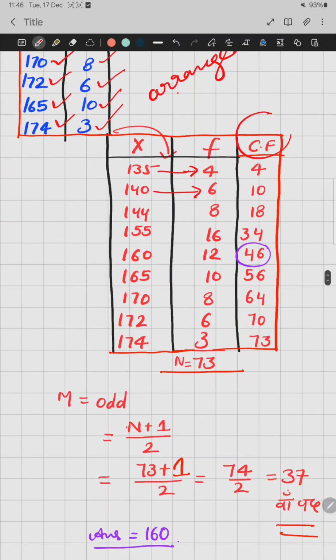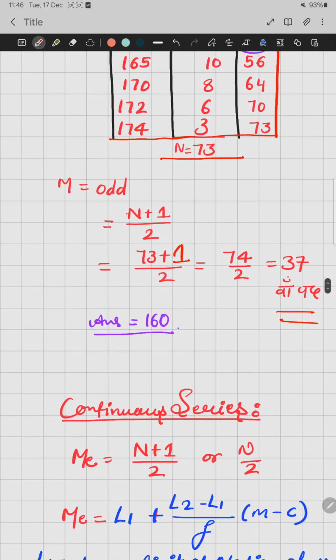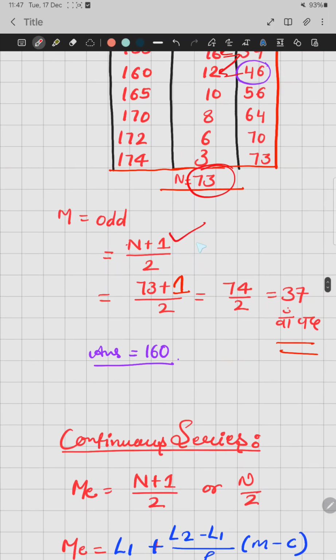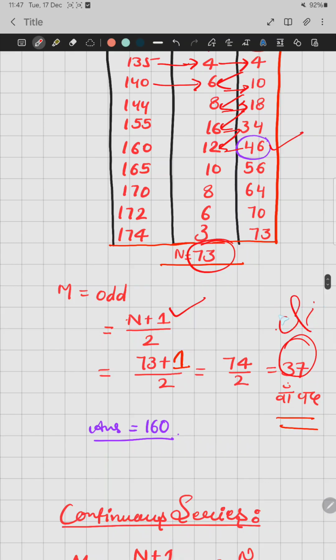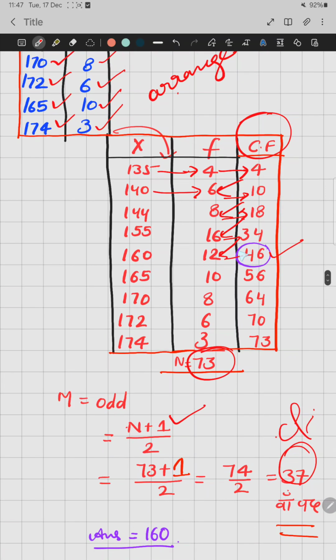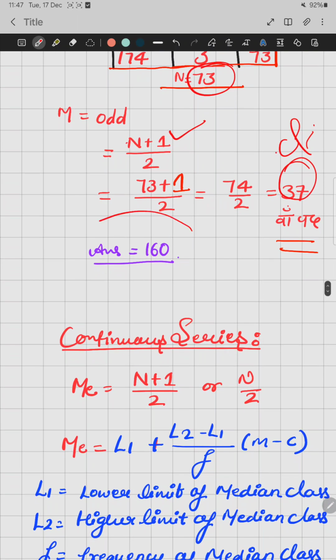Here for CF you have to take the first as it is and then start adding every other frequency like this, right? So here your total will be 73, which is an odd number. So the formula will be n plus 1 by 2. Here 73 plus 1 by 2 will be 74 by 2, and that will make it 37. Now 37 will fall under the 46th of the CF. And here the X of 46 is 160. So your median would be 160.